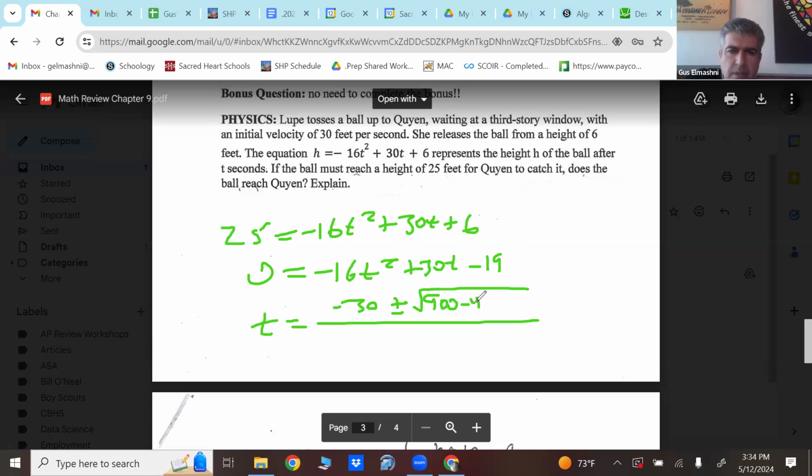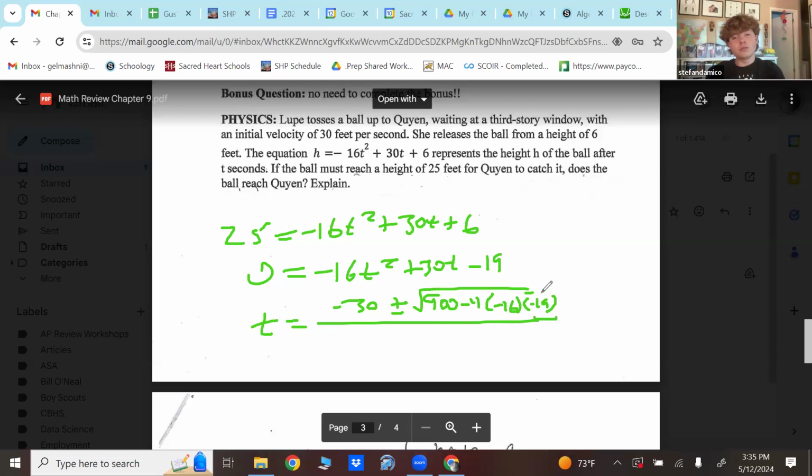Hold on, does that make sense? Okay. It seems a little weird to me, but let's see what happens. No, this doesn't make any sense. If you get something that's negative. No, actually, this does make sense. Hold on a sec.